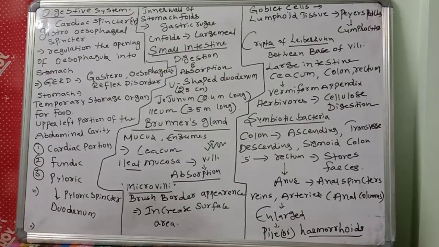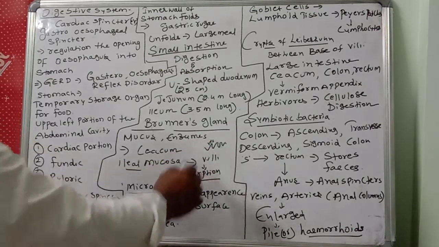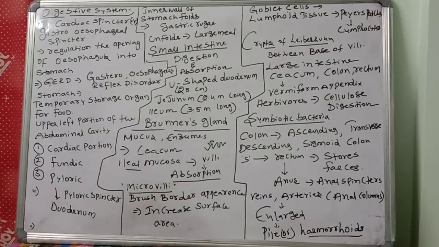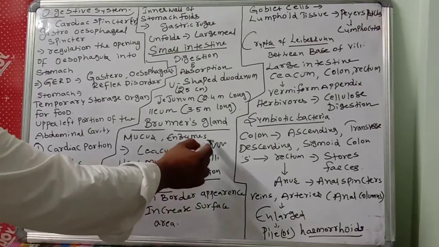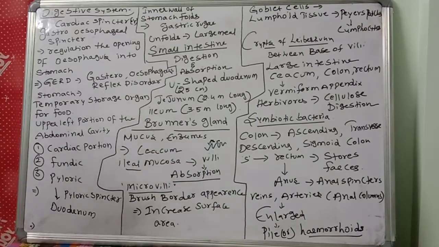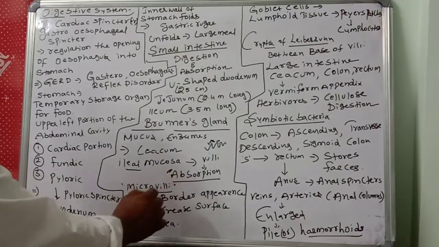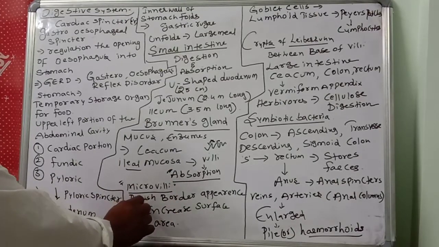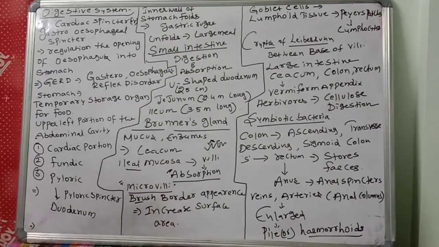The villi are microscopic projections, also called vascular projections. On the villi, numerous small microscopic projections are present, called microvilli. Villi and microvilli are helpful for what? Absorption. Microvilli have which appearance? Brush border appearance.